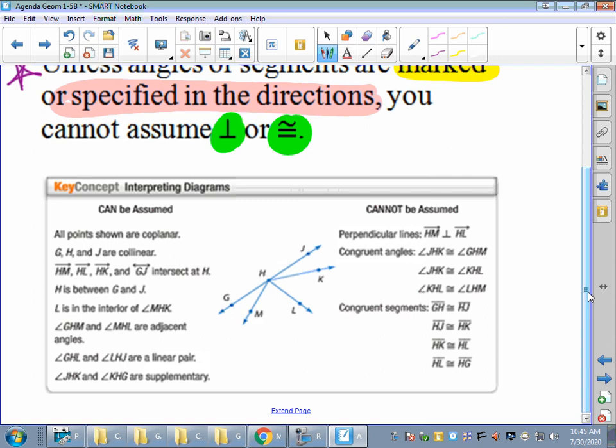We can't assume that this is an angle bisector, which would make those two angles congruent. So you have to be told somehow that things are congruent or perpendicular. It could be in a sneaky way. It could say angle bisector, which makes you know that things are congruent. It could be segment bisector, which means you know two things are congruent. So you just have to be really skeptical. You can't make assumptions on perpendicular or congruent.